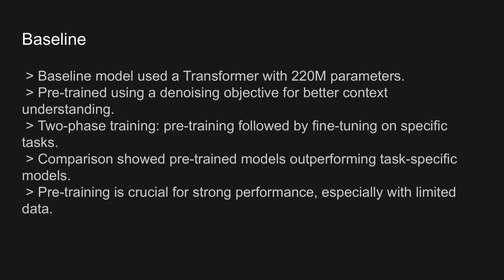They used a denoising objective, which involves removing words from a sentence and training the model to predict the missing parts. Why do you think this approach might be more beneficial than simply predicting the next word in a sequence? I think predicting missing words helps the model understand the context better. It has to know how all parts of the sentence fit together instead of just focusing on what comes next.